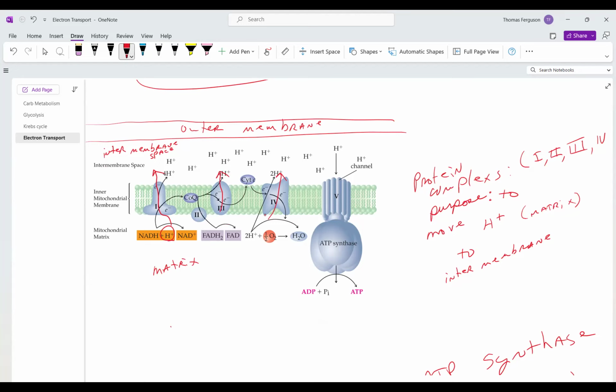Once it's there, you end up with this gradient of too much hydrogen plus there. So it wants to come back across. The only place it can come back across is over here in protein complex 5.